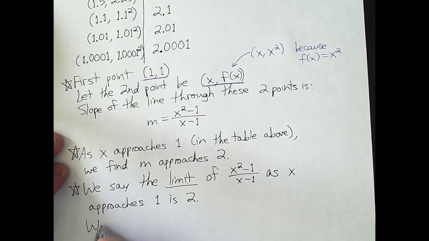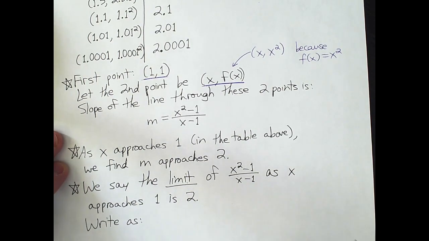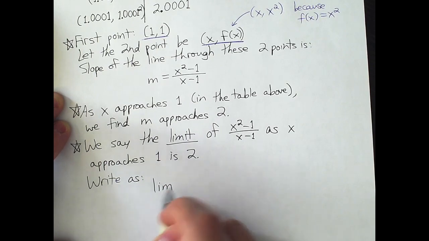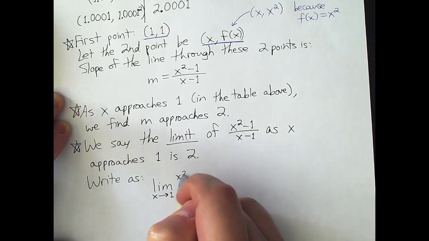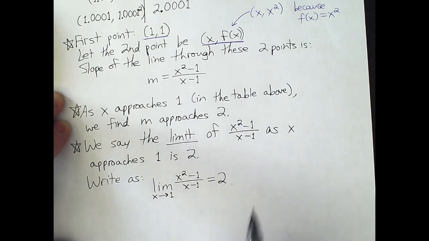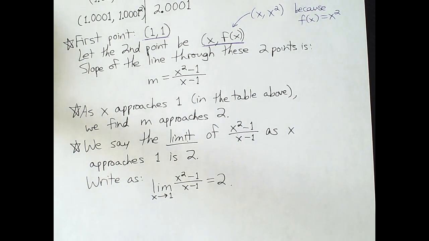We can write this as, so the sentence that I just wrote here in words, we have a way of abbreviating it. We say lim, x with an arrow pointing to 1, of this expression equals 2. And this is called limit notation. We say the limit of x squared minus 1 over x minus 1 as x approaches 1 is 2.